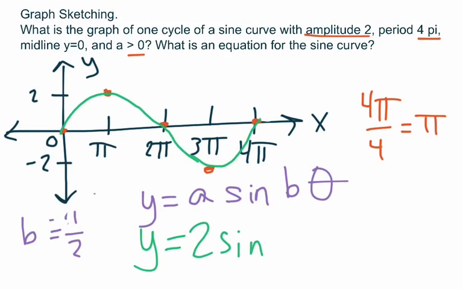So we have y equals 2 sine 1/2 theta, where theta represents an angle measure. So this is our equation for the sine curve.